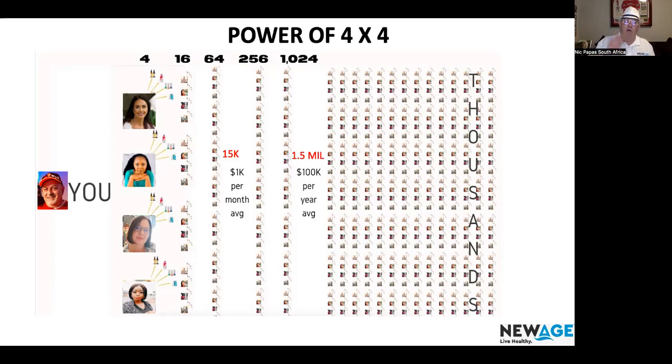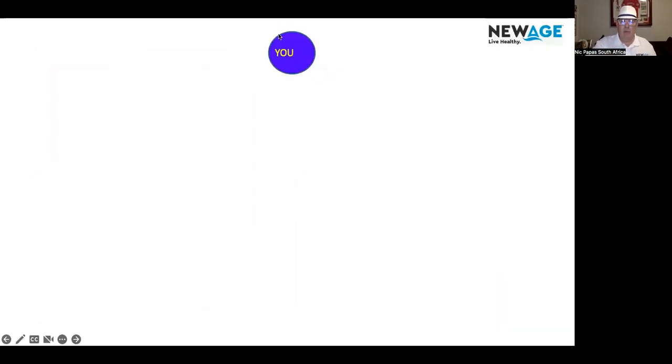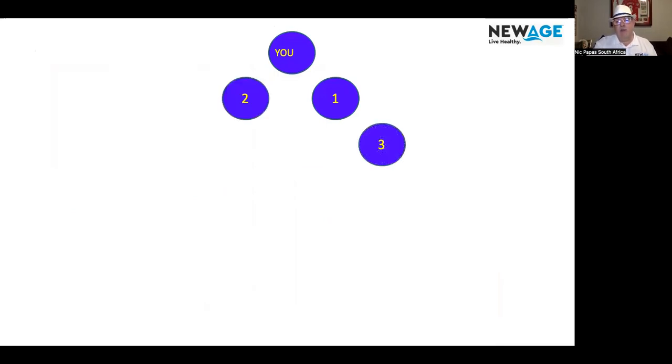Now, the power of 4 simply means this. When you recruit your first person, there's me. You recruit your first person, he goes on the right or left, in this case on the right. The second person on the left. The third person goes on the right-hand side, and the 4th person goes on the right-hand side.